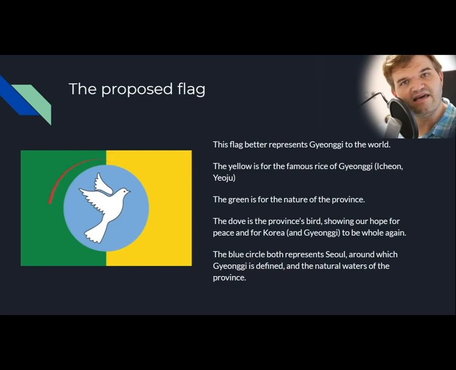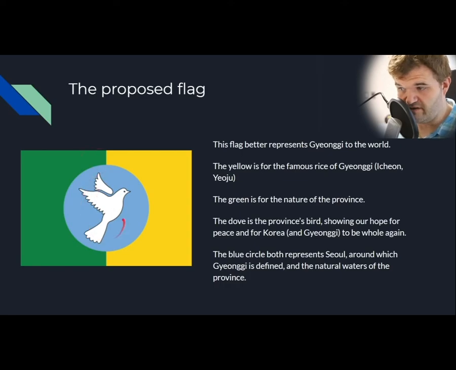Now you'll notice I kept the same colors mostly, but I've changed it to be more sensical. The yellow represents rice at harvest time. As everyone knows, the best rice in Korea comes from Icheon and Yeoju in Gyeonggi-do. The green is for the nature of the province, especially in the northern part where the mountains of Bukhansan are. The dove is the provincial bird, and it represents peace and the hope for peace, especially for Korea and especially for Gyeonggi-do being a divided province. So for peace and for reunification.